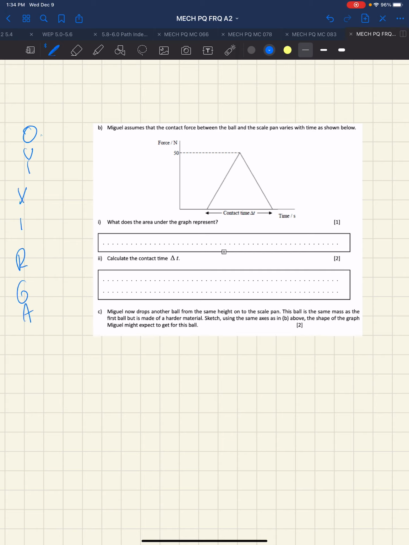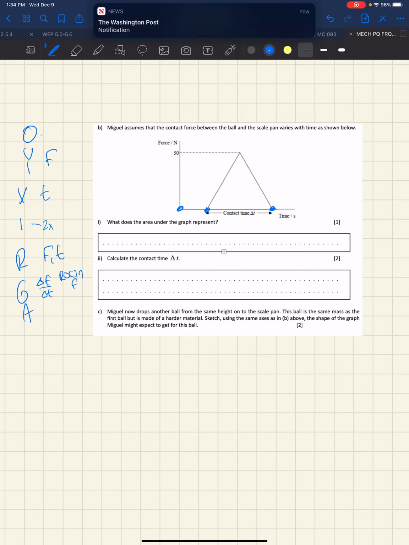The origin looks like that is 0, 0. The y-axis is force. We have time. The intercept, it looks like there are two x-intercepts here and here. We can read force and time. The gradient is delta F over delta t, which is the rate of change in force. And the area is F times delta t, which we recognize as the impulse.